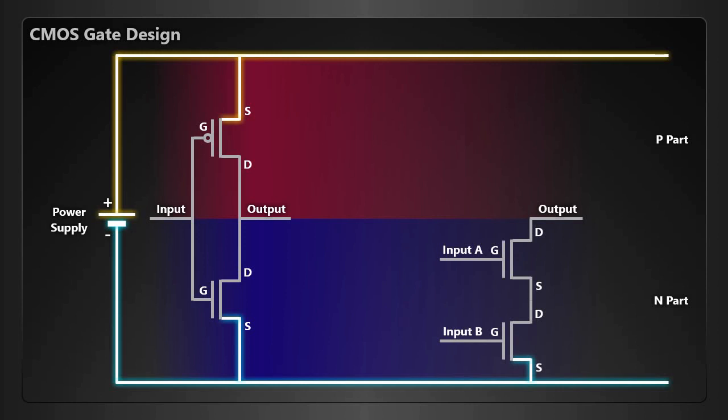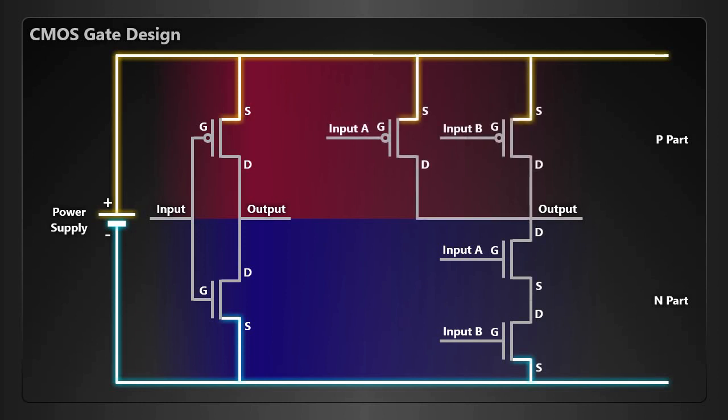Since we want the P and N parts to turn on in an exclusive manner, when we put transistors in series in the N part, we put transistors in parallel in the P part, and vice versa. If you're wondering how this can be, this is a direct result of De Morgan's laws, which state that NOT of A and B is equal to NOT A or NOT B.